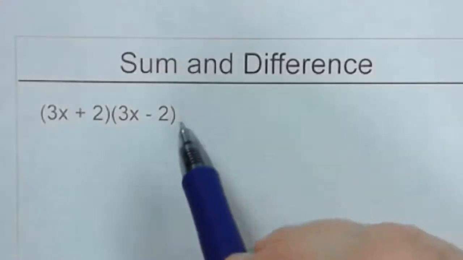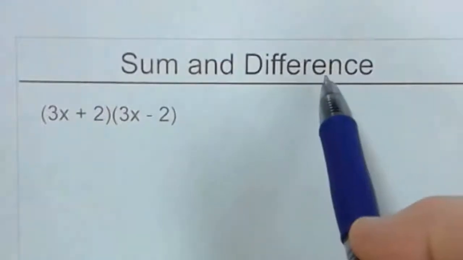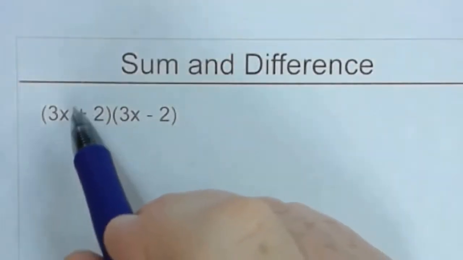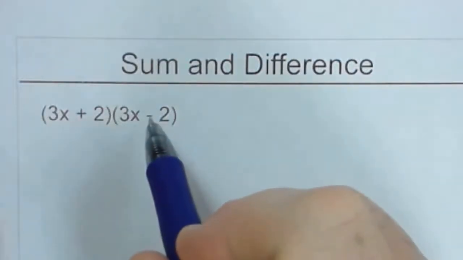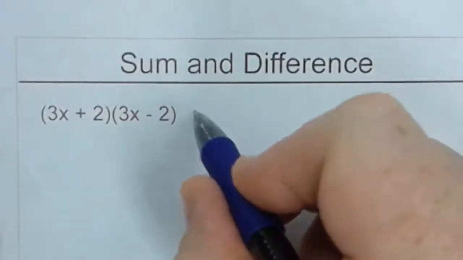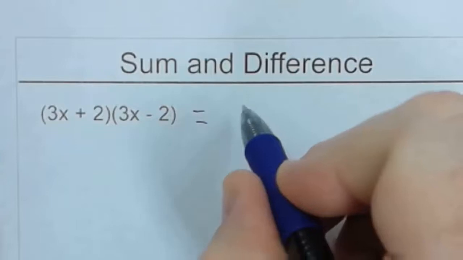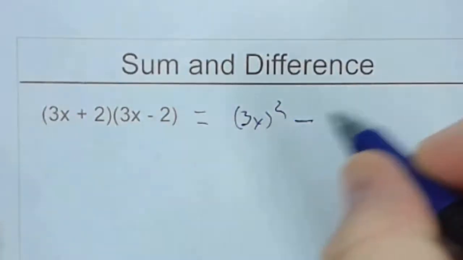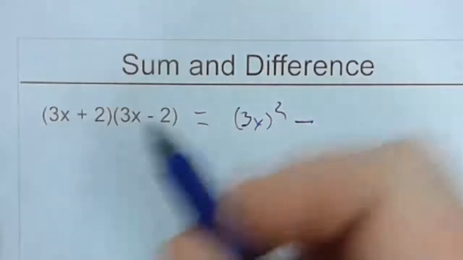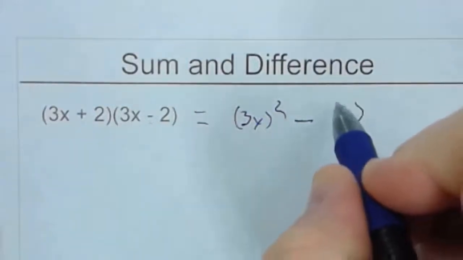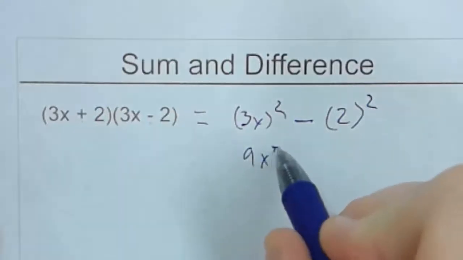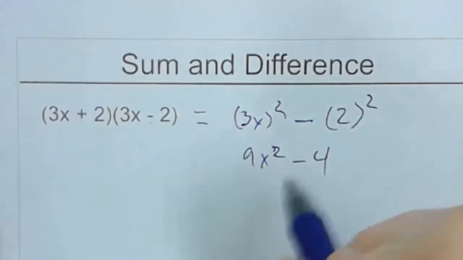Our second special product pattern is a sum and difference pattern, and that's when we have two binomials and the only change in them is one is plus and one is minus. And the shortcut is to take the first number, which is 3x, square it, bring a subtraction over, and it doesn't matter what order these come in, then take the second number, square it, and that would be your answer. So that would be 9x squared minus 4, and that's what you get.